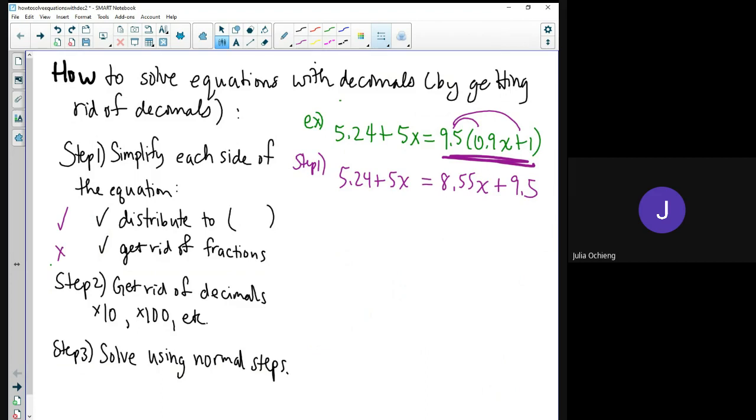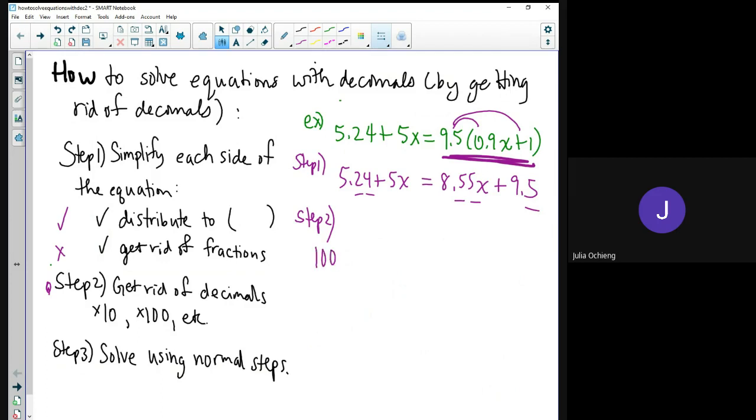Okay, so step 2, get rid of decimals by multiplying by 10 or 100 or 1,000. So take a look and see if you can figure out what to multiply by and do that yourself. You might want to pause the video. Trusting that you did that, the number that has the most decimals, well, this has 2 decimals. This also has 2 decimals. This only has 1. So the most decimals that any one number has is 2. So we're going to multiply by 100.